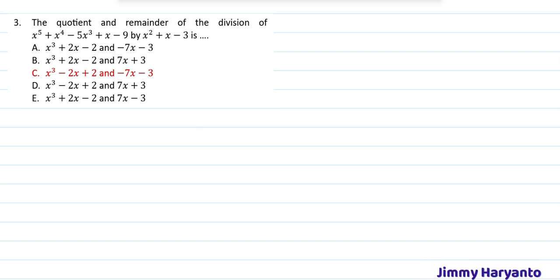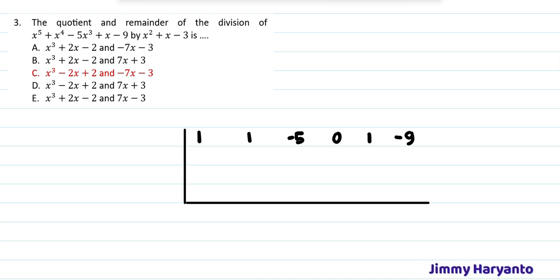So I will rewrite all of the coefficients first. 1, x to the power of 4 equals 1, x to the power of 3 equals negative 5, x to the power of 2 is gone, so you have to put 0, and then 1, and then negative 9. Be careful with the 0. Okay, and then for the divisor, I will use negative c over a and negative b over a right there. Where is the ABC? The ABC will be this one. So negative c over a means negative 3 over 1, so you'll have 3. And then for negative b over a, it's negative 1.